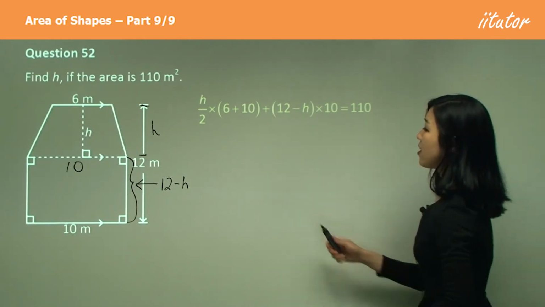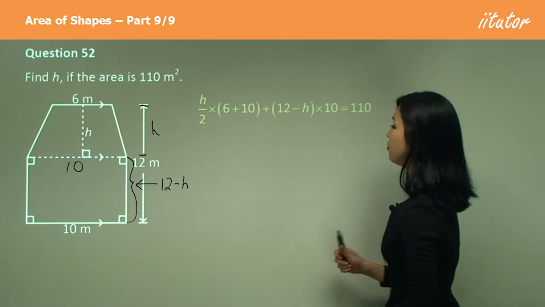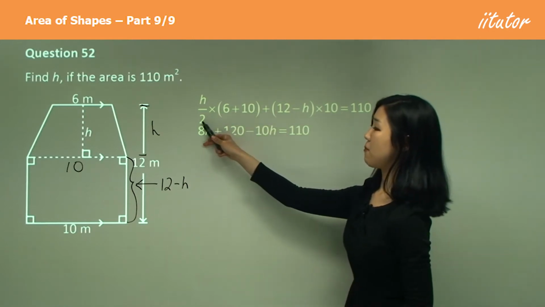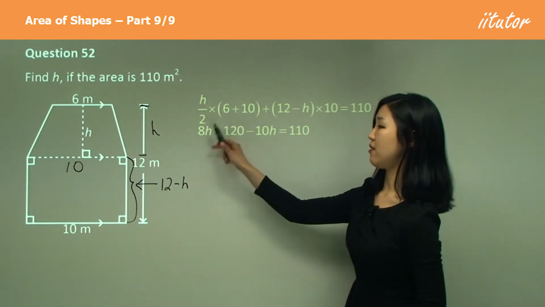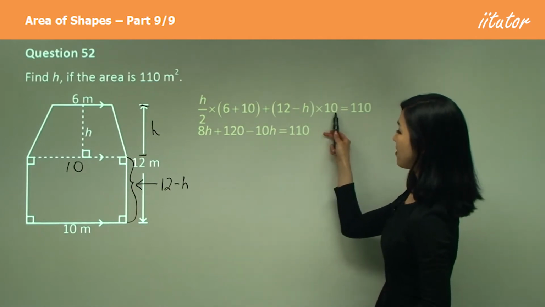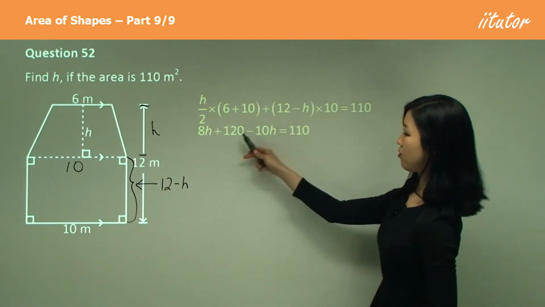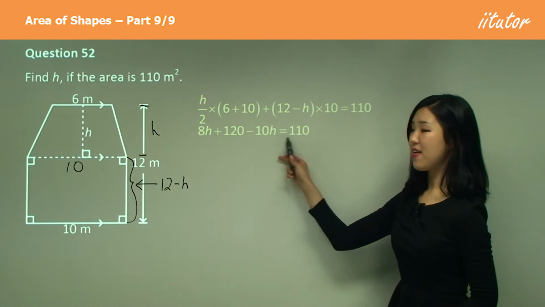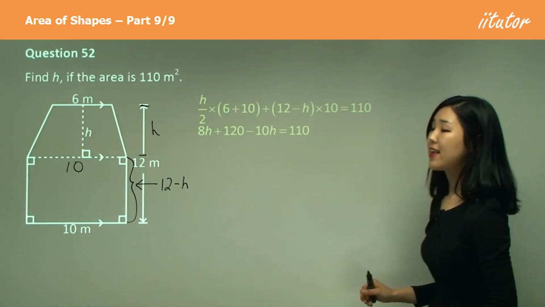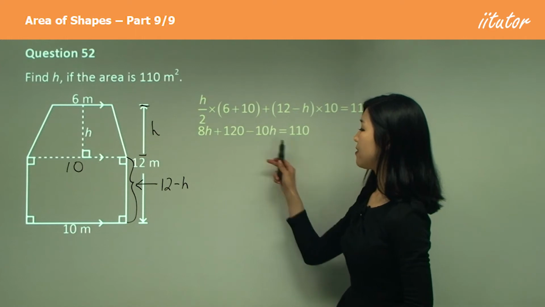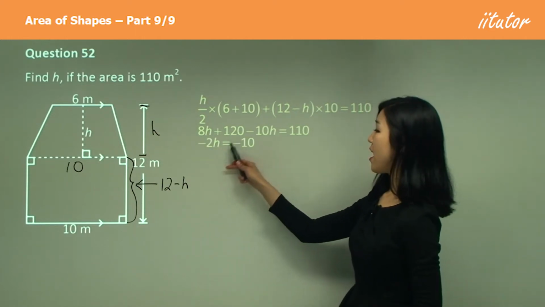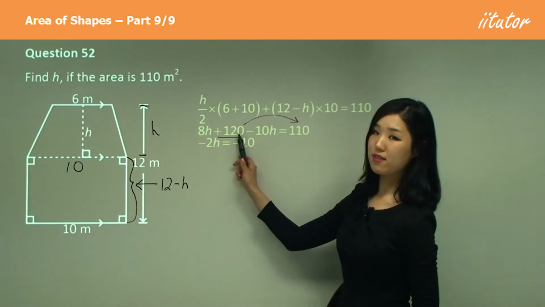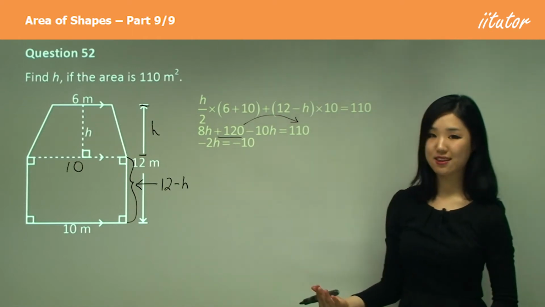Now let's simplify it step by step, guys. Be careful. Now you can see that 6 plus 10 is 16. And if I divide that by 2, we get 8. So we just have 8h left over here. And if I expand this out, we have 12 times 10, which is 120, and negative h times 10, which is negative 10h. That is still equal to 110. Gather your like terms. 8h minus 10h is negative 2h. And if I move 120 over to the other side, I'll have 110 minus 120, which gives you negative 10.